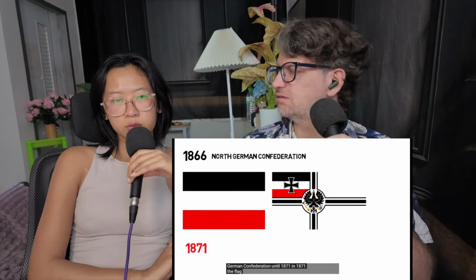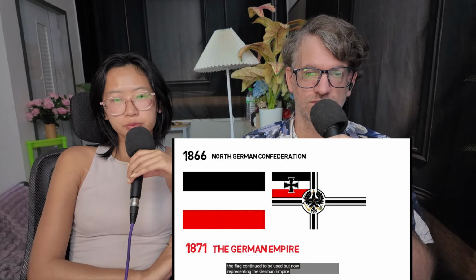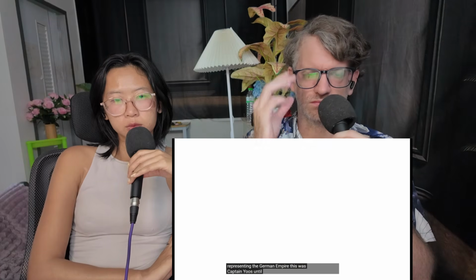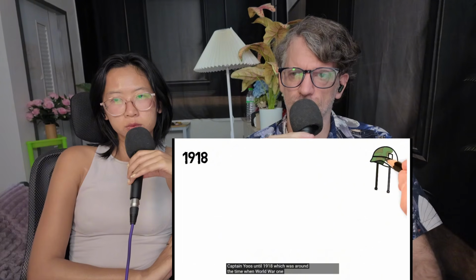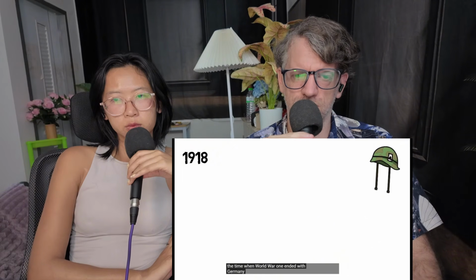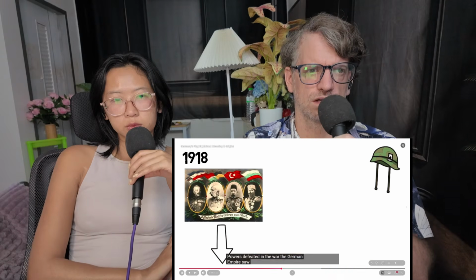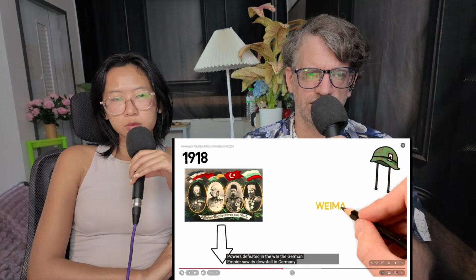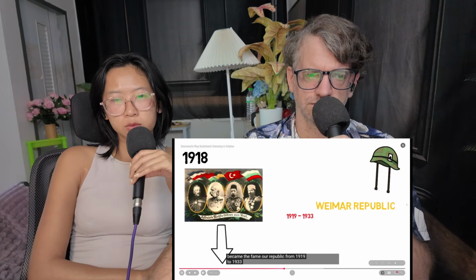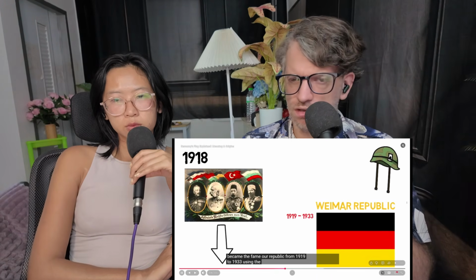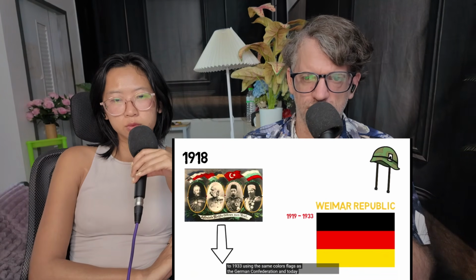In 1871, the flag continued to be used, but now representing the German Empire. This was kept in use until 1918, which was around the time when World War I ended. With Germany being a part of the Central Powers defeated in the war, the German Empire saw its downfall. Germany became the Weimar Republic from 1919 to 1933, using the same colored flag as the German Empire, the Weimar Republic, and today's Germany.